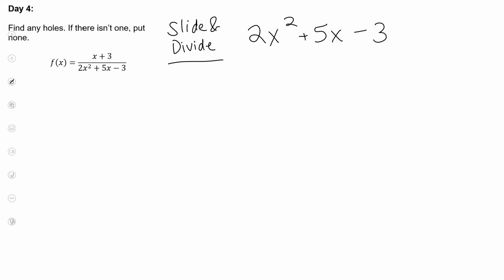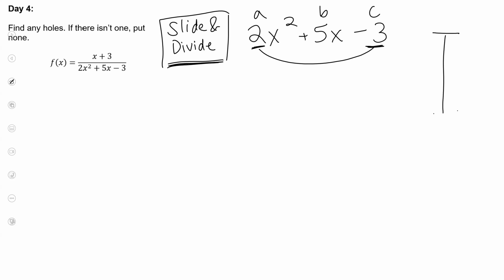Okay, if you forgot how to do this, please Google it or look at YouTube. Okay, this is a review. So we're going to factor this using the slide and divide method. What you do is you multiply the A value by the C value. So guys, this is A, B, and C. So guys, what is 2 times negative 3? Good. My B value goes down here.